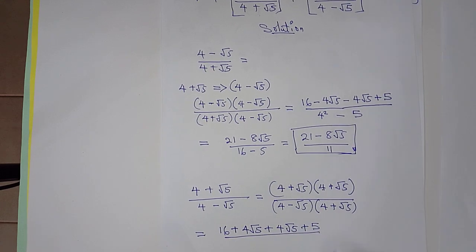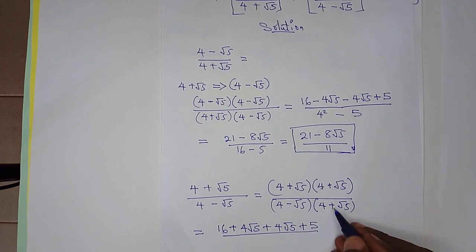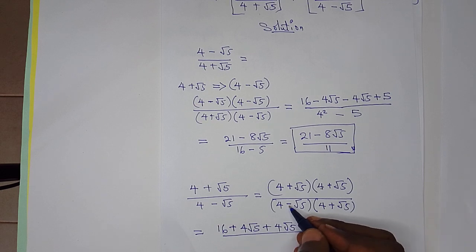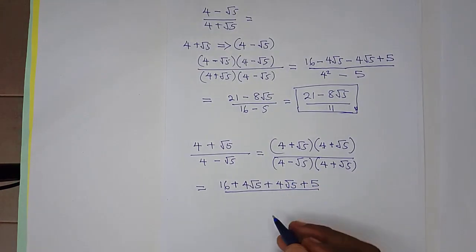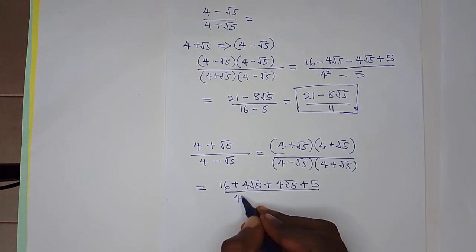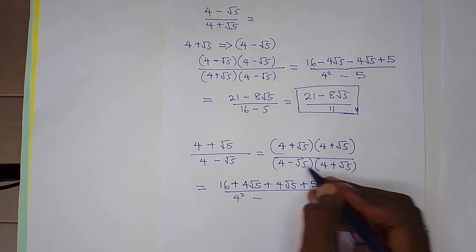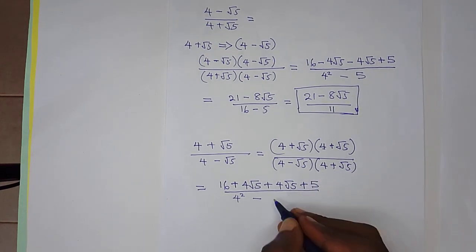So all over, what do you have at the denominator? Can you see? We have a difference of two squares because one is plus, one is minus. So you use your difference of two squares method. So that will be 4 squared minus root 5 squared, which is root 5 times root 5. That will give us 5.